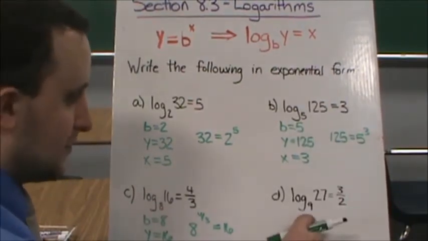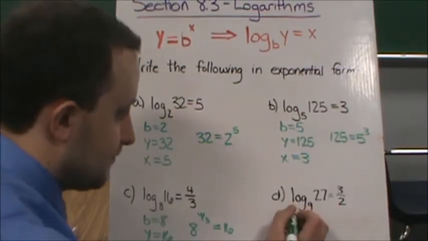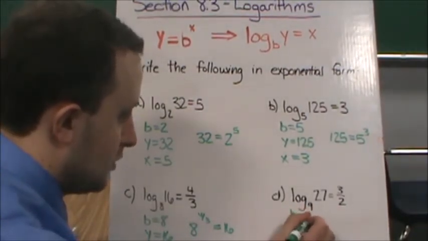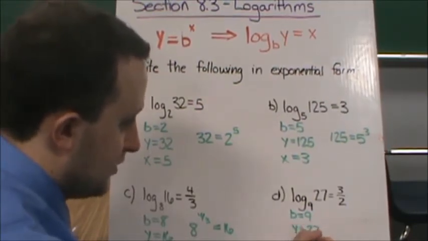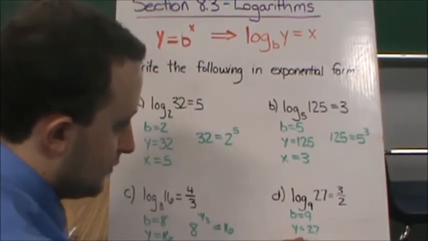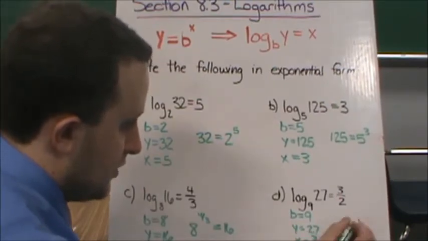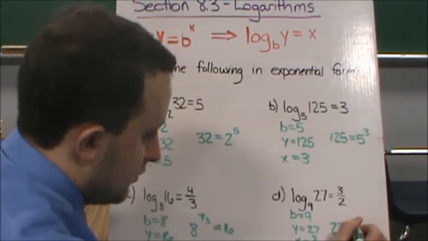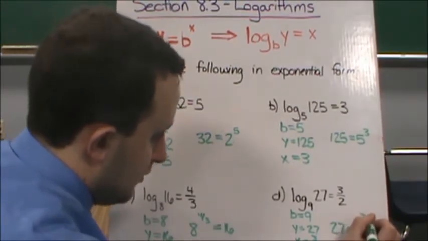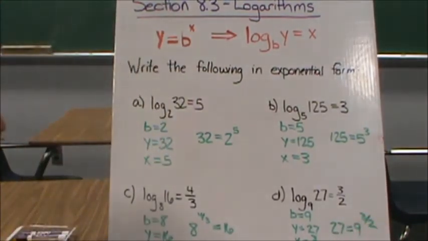And then for log base 9 of 27 equals 3/2. Our b value is 9, our y value is 27, and our x value is 3/2. So we can write 27 equals 9 to the 3/2 power.